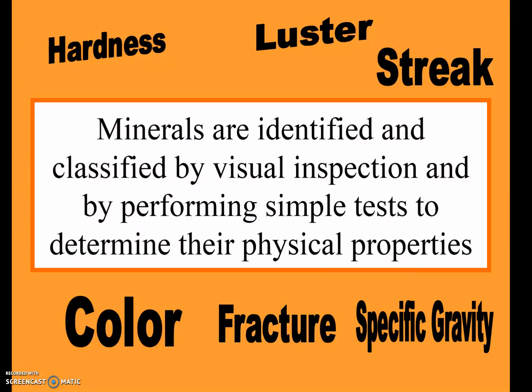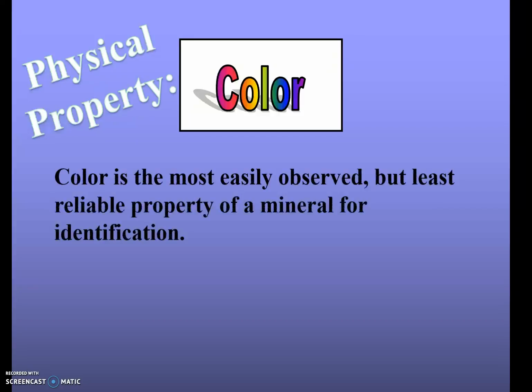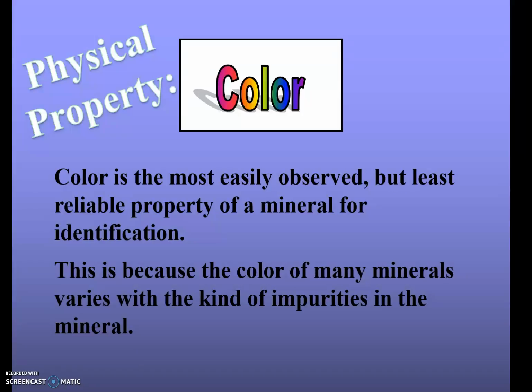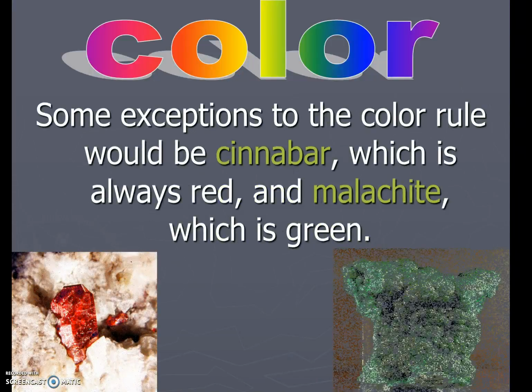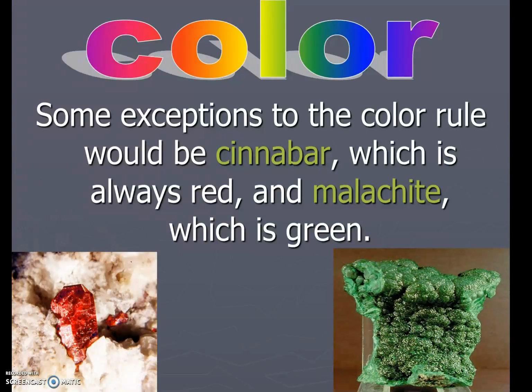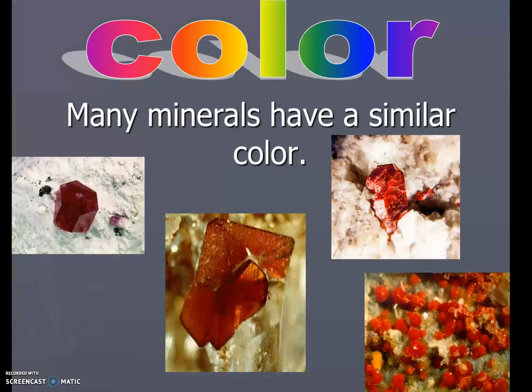So here are some physical properties that we're going to talk about today. Our first physical property is color. Color is one of the most easily observed properties, but the least reliable. That's because many minerals can change color depending on impurities within the mineral. Some examples of minerals that are always the same color are cinnabar, which is red, and malachite, which is always green. But as you can see in this slide, many minerals have the same color, so it's not always a reliable way to identify a mineral.